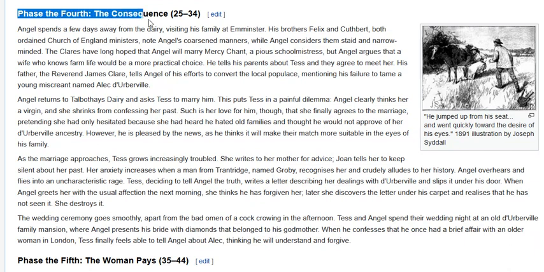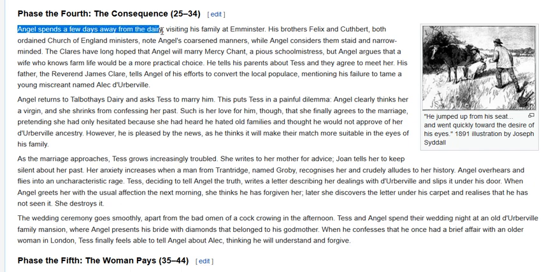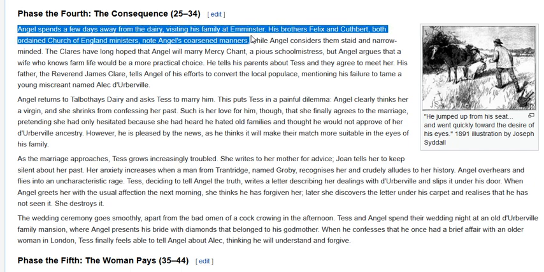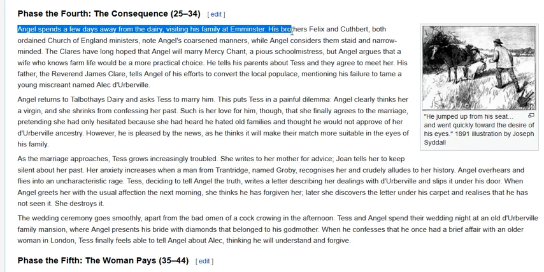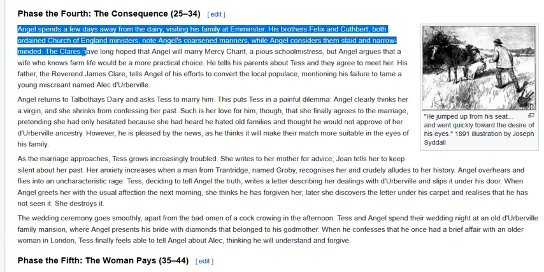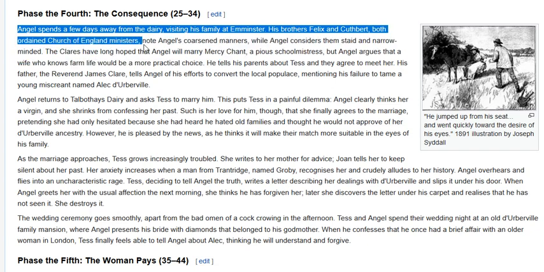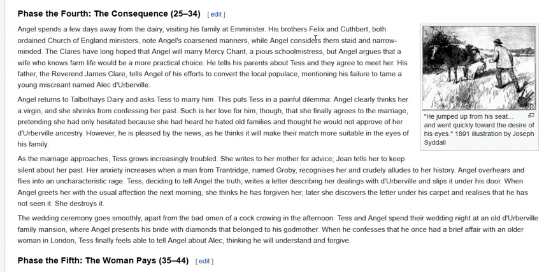Phase the fourth, the consequence, from chapter 25 to 34. Summary. Angel spends a few days away from the dairy, visiting his family at Emminster. His brothers Felix and Cuthbert, both ordained Church of England ministers, note Angel's impolite manners, while Angel considers them staid and narrow-minded.